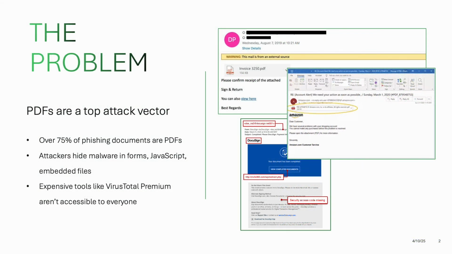PDFs are everywhere, but they're also a major cyber threat. Attackers often embed malicious JavaScript, shellcode, or phishing links in PDFs. Unfortunately, many security teams can't afford expensive tools like VirusTotal Premium. I wanted to build a free, open source alternative that uses AI to give detailed, actionable insights.